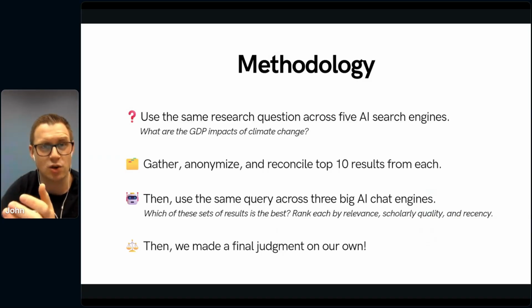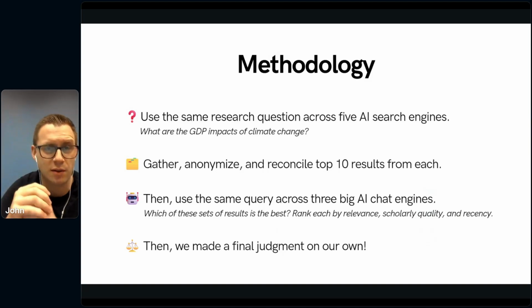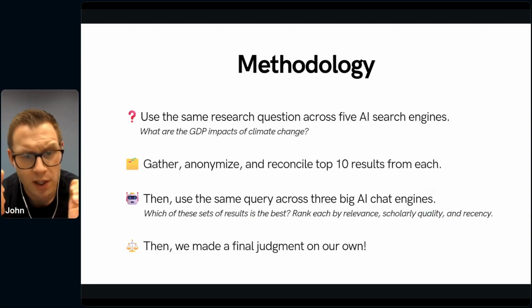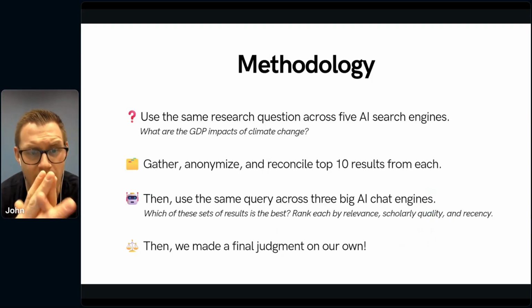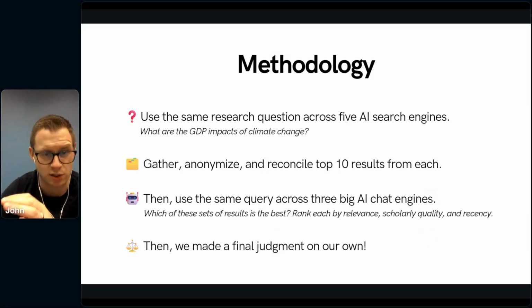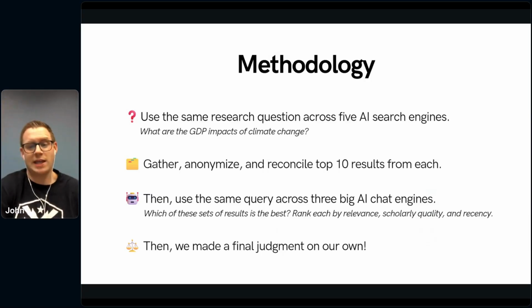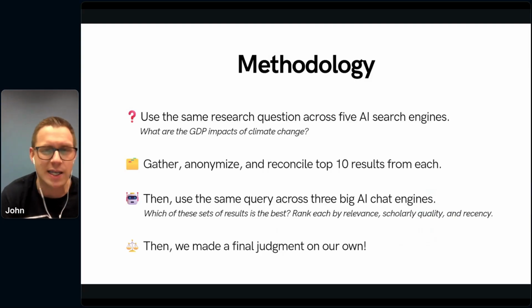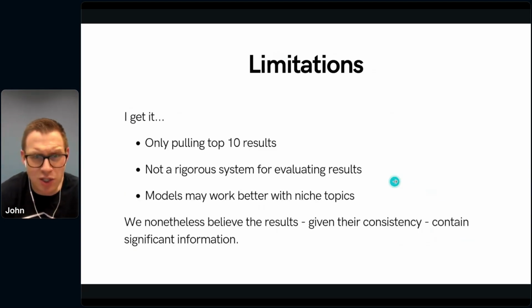I can show you the Word document, share it with you if you'd like, that has the specific prompt, the query we put into the next step. We took those 10 results and used the same query to analyze them across 3 big AI chat engines: ChatGPT, Claude, and Gemini. And we anonymized the search engine as well, so the systems didn't know which was which. The questions were, which of these sets of results is the best? And then rank each by relevance and scholarly quality, i.e., citation count and recency. And then, just to be sure, we made a final judgment on our own, a kind of human review. So that was our methodology.